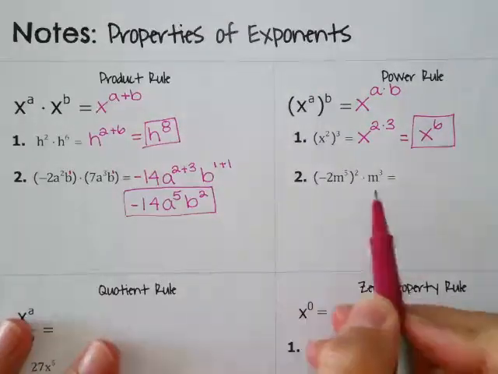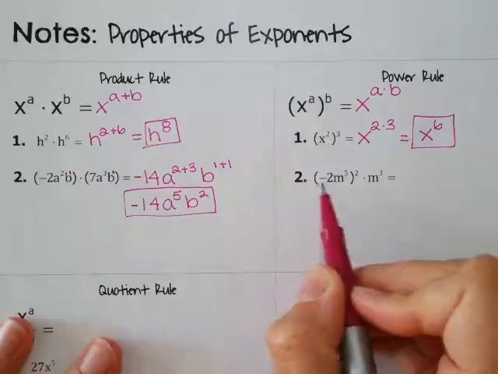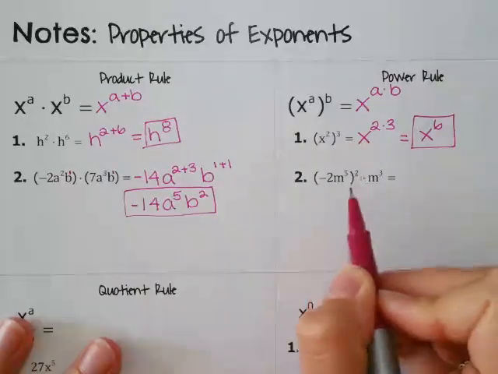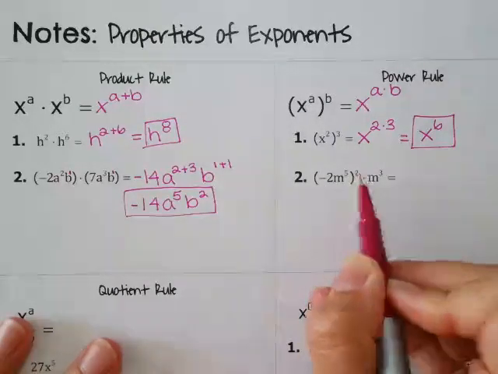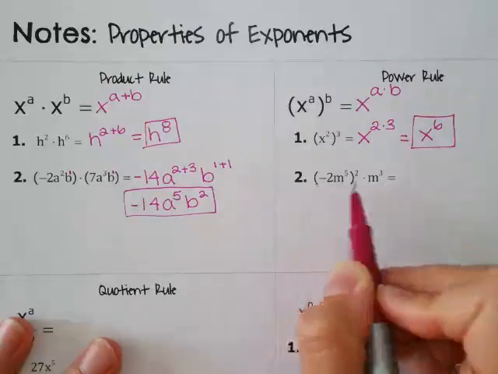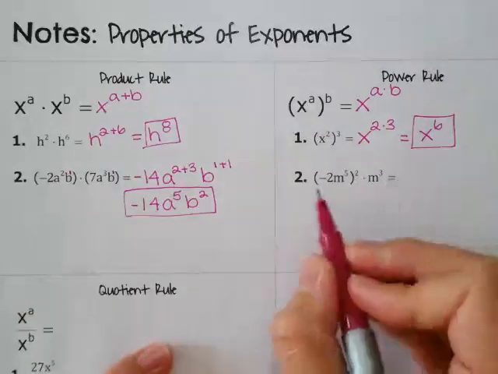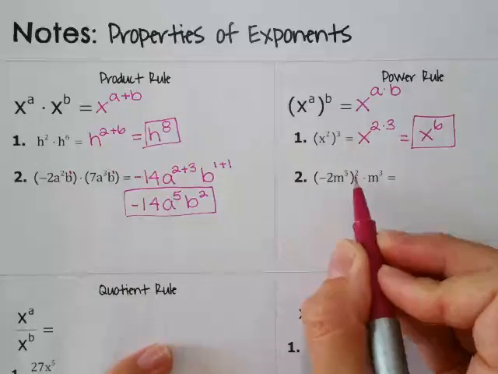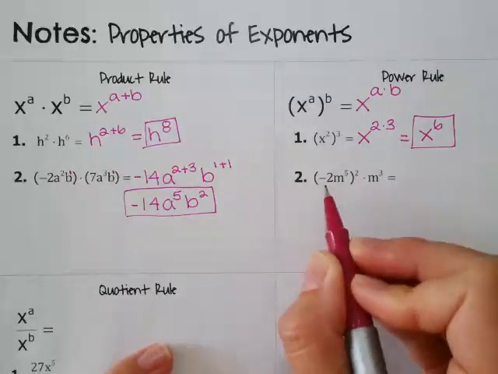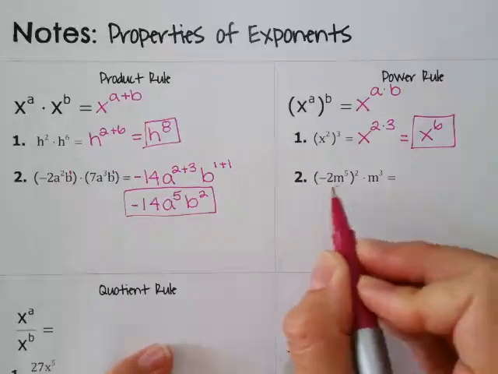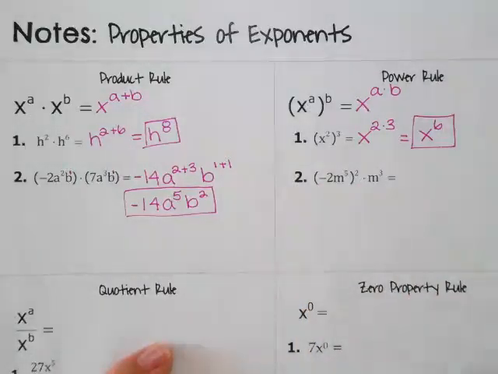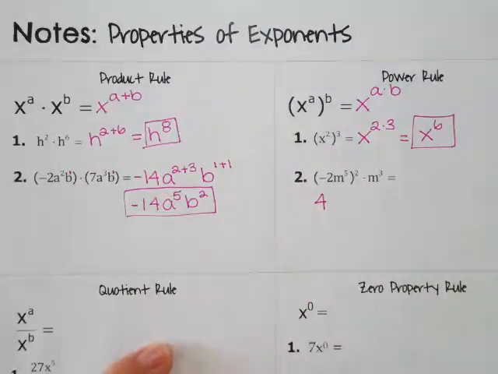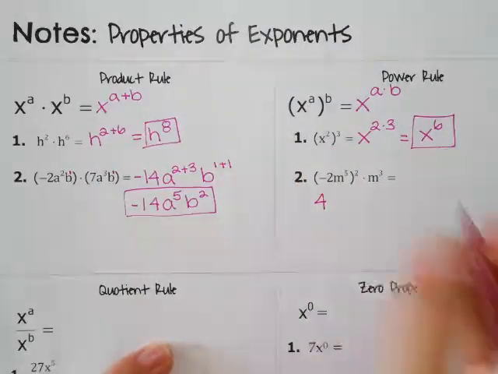Okay, this one looks fun. So we have the first one, negative 2m to the 5th power, all of that raised to the 2nd power, times m to the 3rd. Let's focus on this one first. Everything inside here has to be raised to the 2nd power, including that negative 2. So negative 2 to the 2nd power is going to be a positive 4, because a negative 2 times negative 2 is a positive 4.